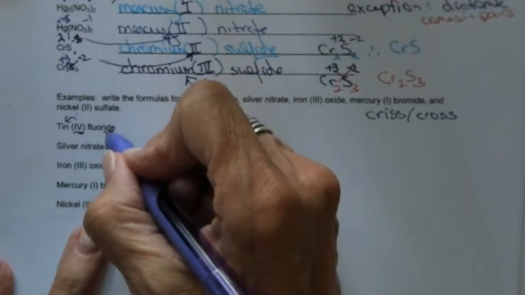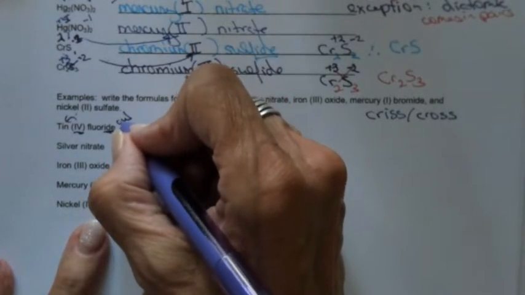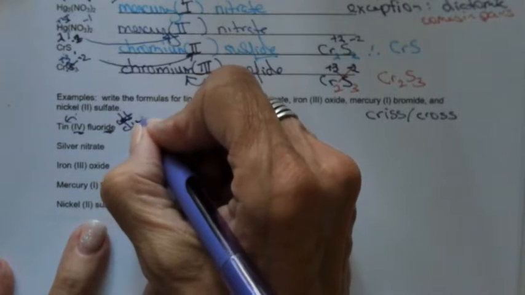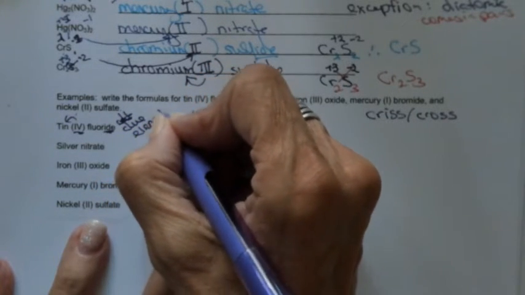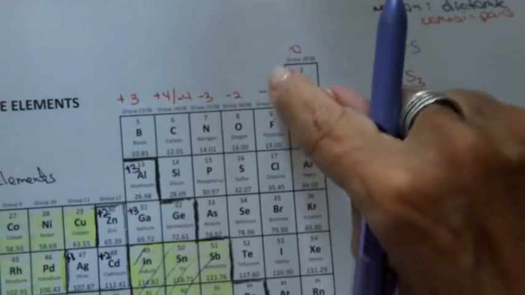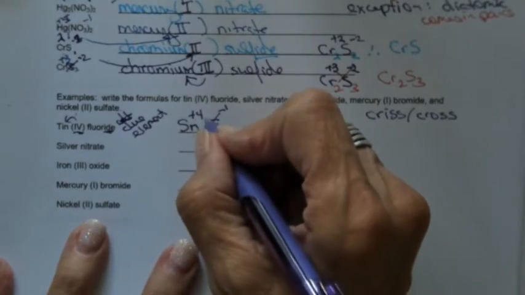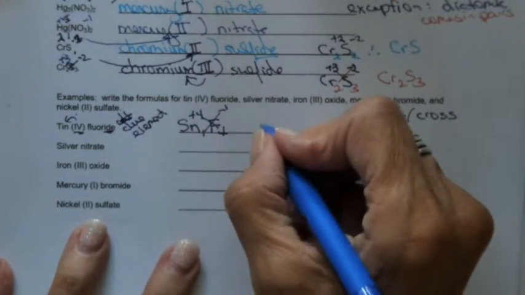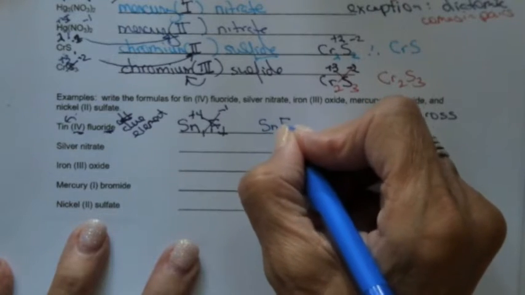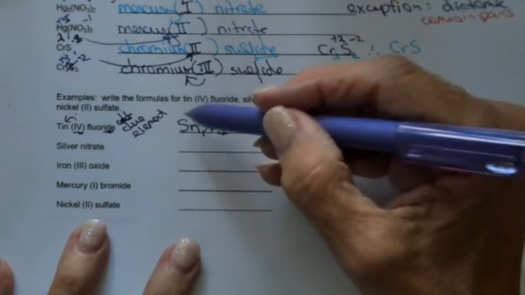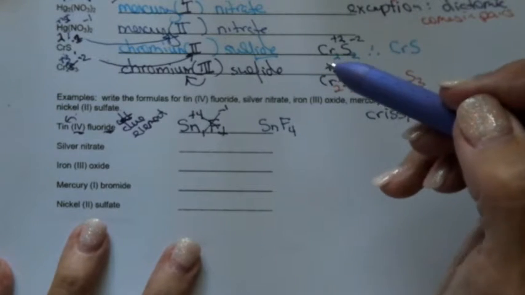And fluoride, there's my clue for an element: when I see the ide ending, fluoride is fluorine, so this is F. I see that it's in the halogens, which have a -1 charge. Crisscross. So my final answer is SnF4. This is a +4, this is a -1, therefore it is a net charge of 0.